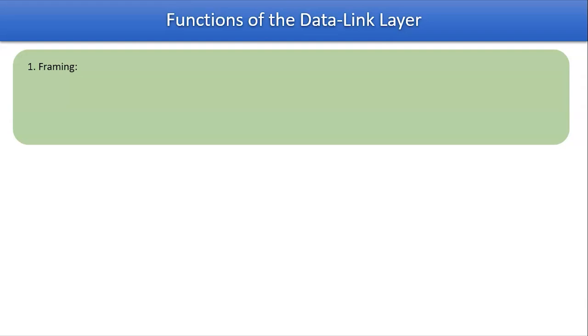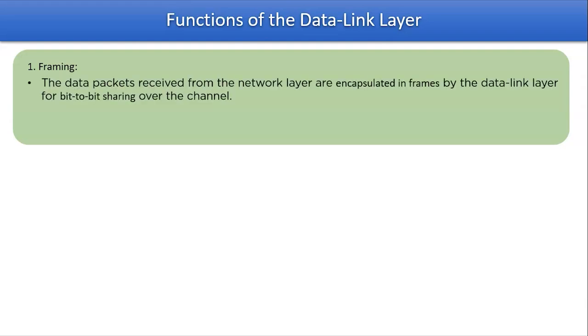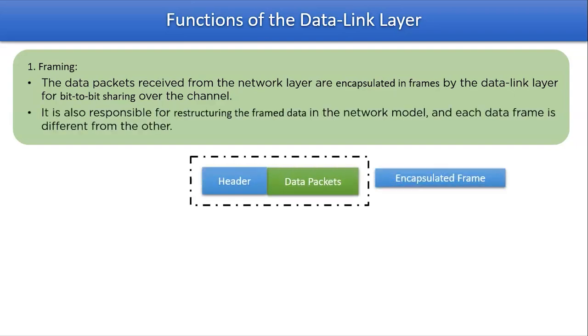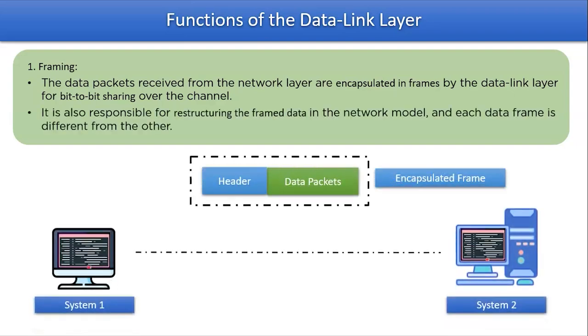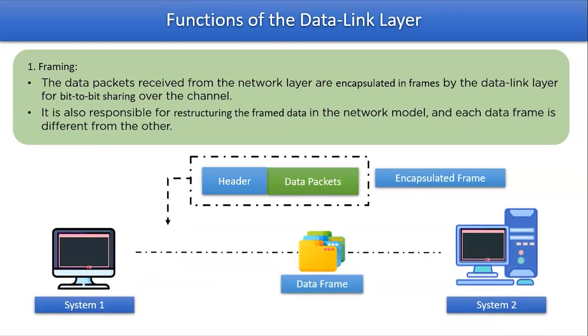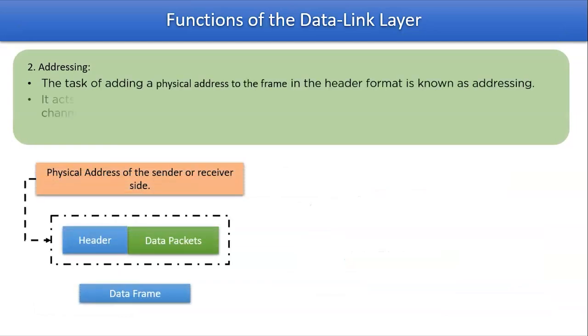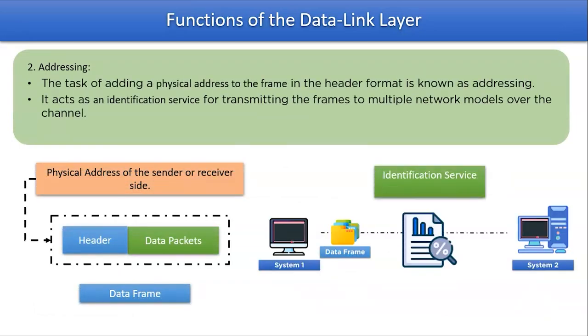The first one is framing. The data packets received from the network layer are encapsulated in frames by the data link layer for bit-to-bit sharing over the channel. It is also responsible for restructuring the framed data in the network model, and each data frame is different from the others. Followed by that, we have addressing. The task of adding a physical address to the frame in the header format is known as addressing. It acts as the identification service for transmitting the frames to multiple network models over the channel.